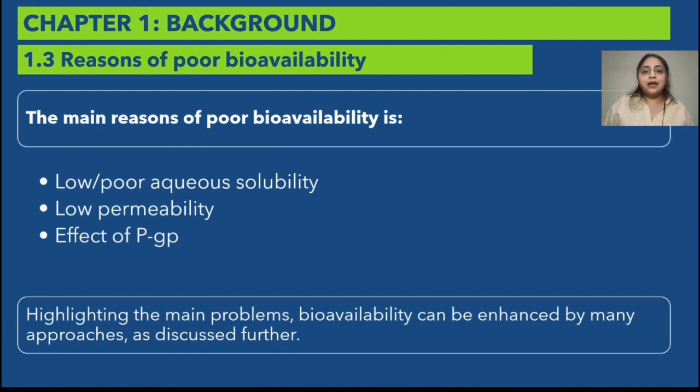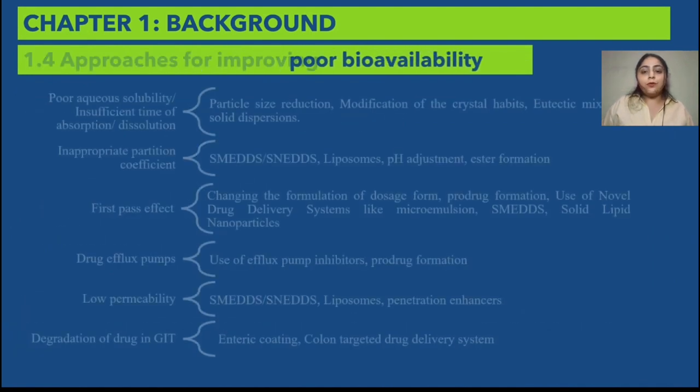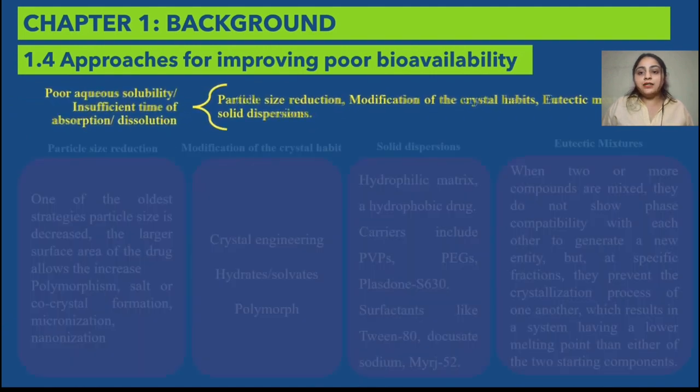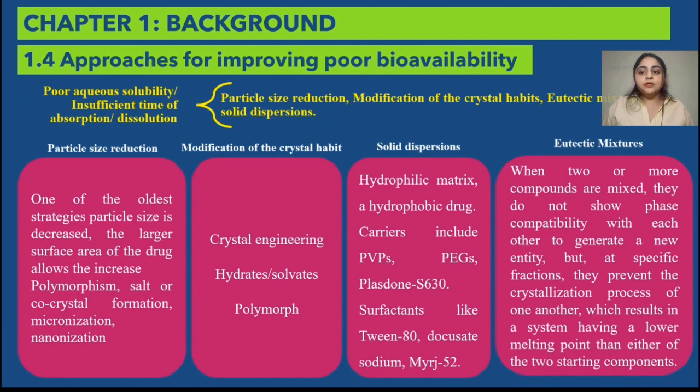So, how can we enhance bioavailability or the problems related to it? These are the problems: poor aqueous solubility, inappropriate partition coefficient, first pass effect, drug efflux, low permeability, and degradation in the GIT, as we have discussed earlier. So, what are the techniques to improve bioavailability? The first is particle size reduction. It is a very old technique, in which we reduce the particle size and provide other drug forms, that is polymorphism, salt or crystal formation, micronization, and nanonization.